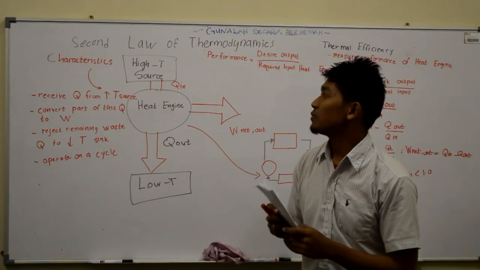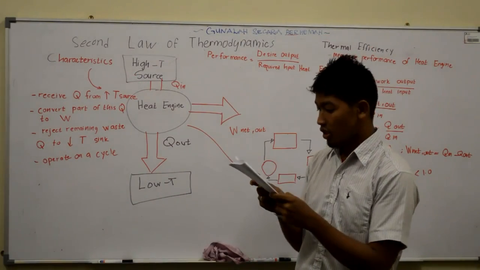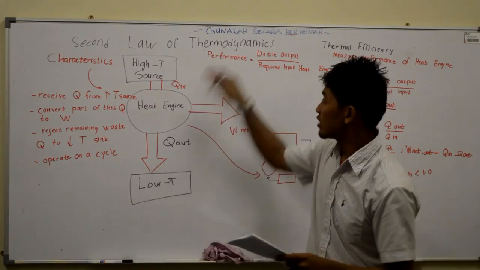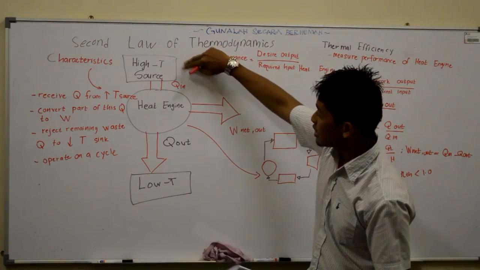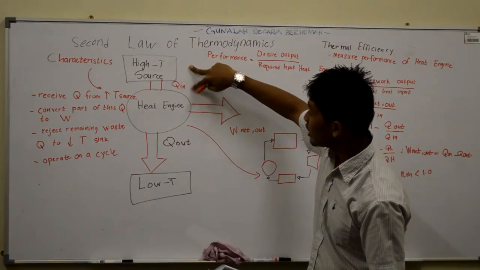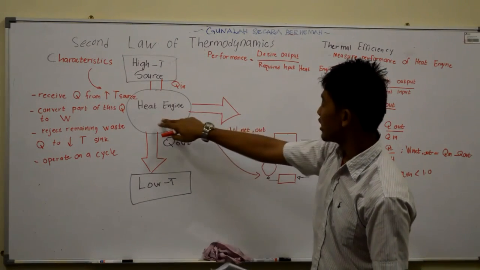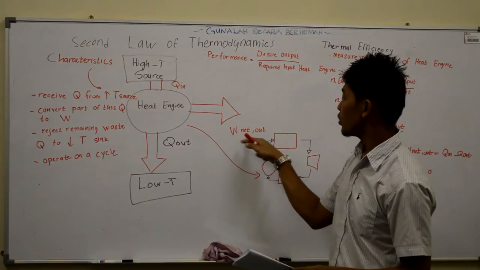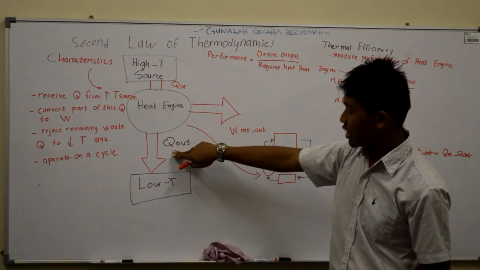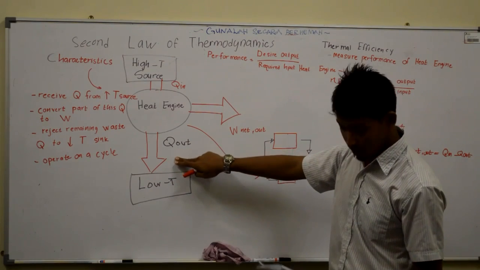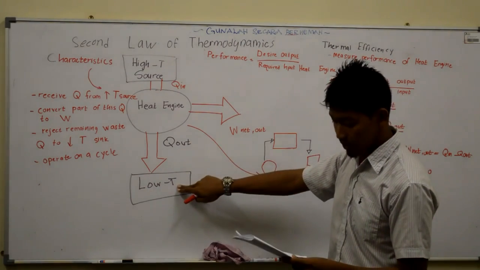Okay, next I will explain the characteristics of a heat engine. This is the structure of a heat engine process: from the high temperature source, the Q in, the heat in, goes to the heat engine, where the net work is an output, and the next is heat Q out, because it goes to the low temperature.